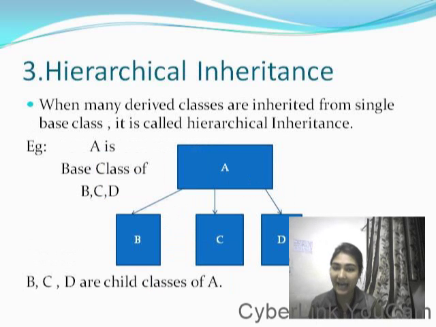Next one is hierarchical inheritance. When many derived classes inherit from a single base class, it is called hierarchical inheritance. As you can see in the example, A is a base class of B, C, and D, where B, C, and D are child classes of A. As you can see here, A is inherited by multiple classes, so it is called hierarchical inheritance.